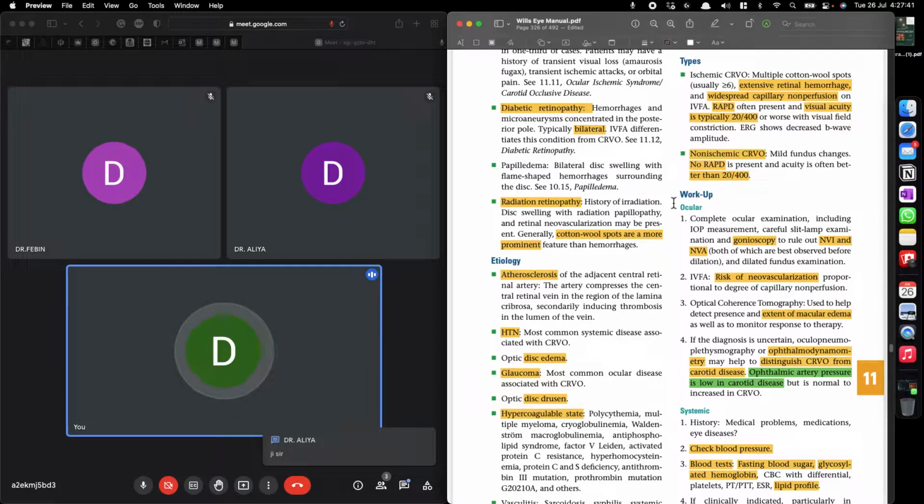Having done all the things, I can't think of anything else that comes to mind. Oh, I would also do a fundus examination. I would perform a fundus examination with an anti-D. Then I think yes, I would go for an FFA. Why would I go for an FFA?